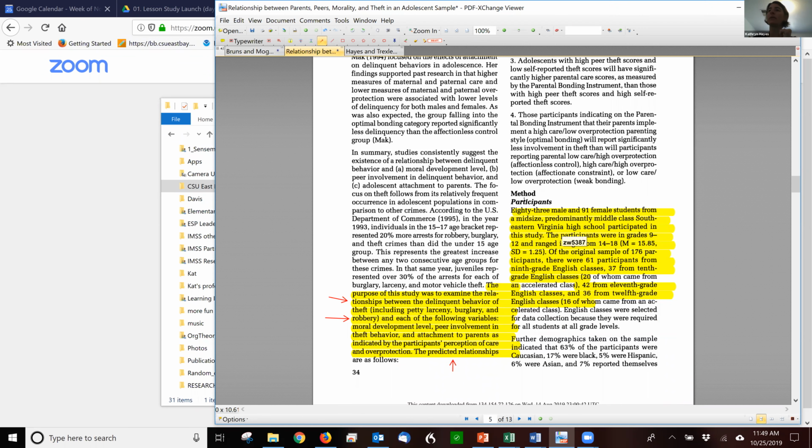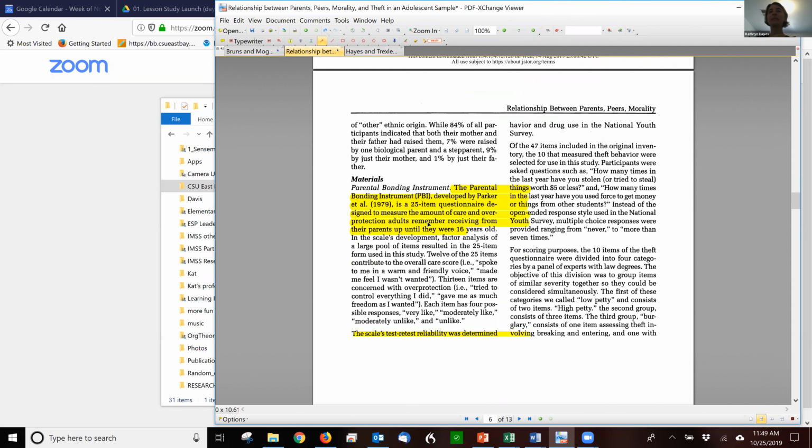Now, under method, they have this word participants. That's a very good clue. It's going to talk about sampling. And they say 83 male and 91 female students from this middle-class Southeastern Virginia high school participated, and then it talks a little bit about who they are. So I said they don't really talk about why they selected this school, and that's something that you would maybe critique in your discussion of the sampling.